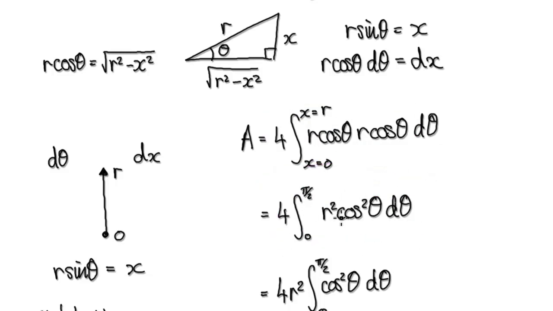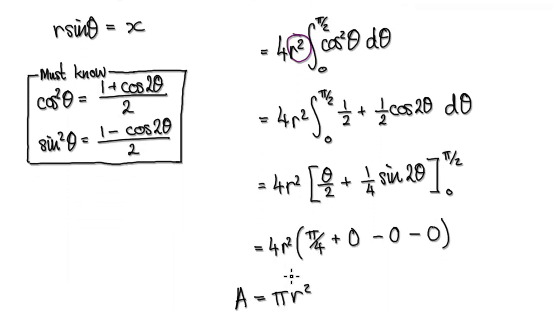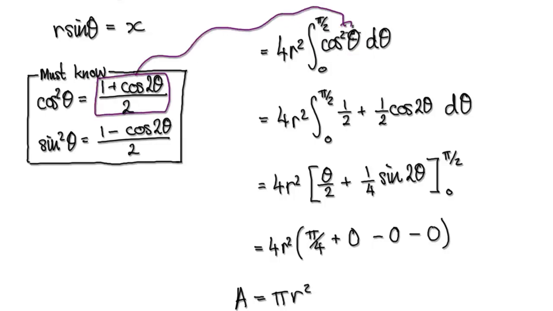Okay, so now this r squared is a constant, so take it out. That will then give us this. So now it's just a matter of integrating cos squared theta. Well, to integrate cos squared, we are going to use this. So we can put this into here. Okay, I'm expecting you to know this.